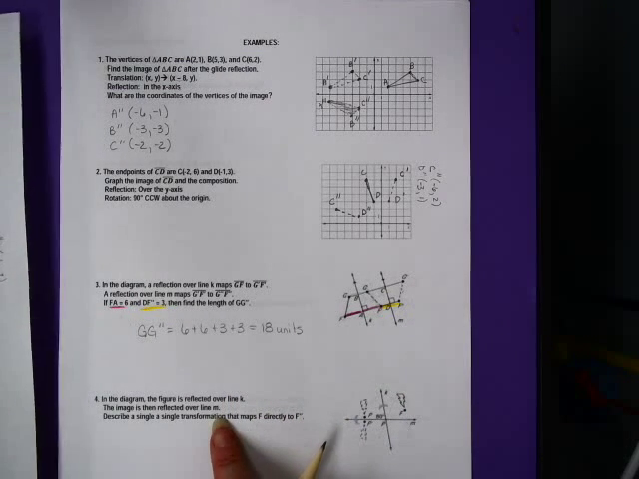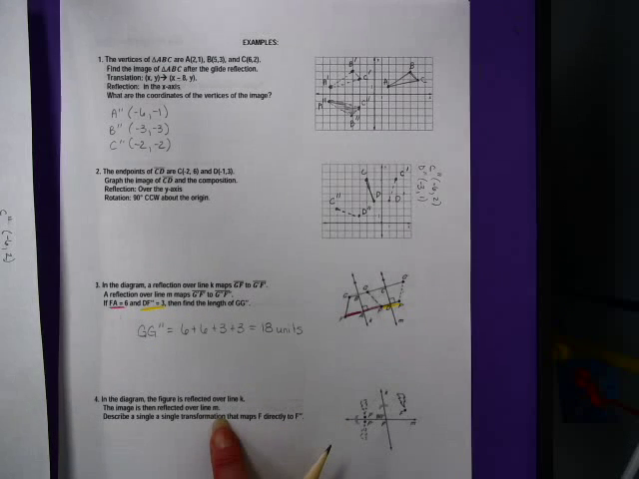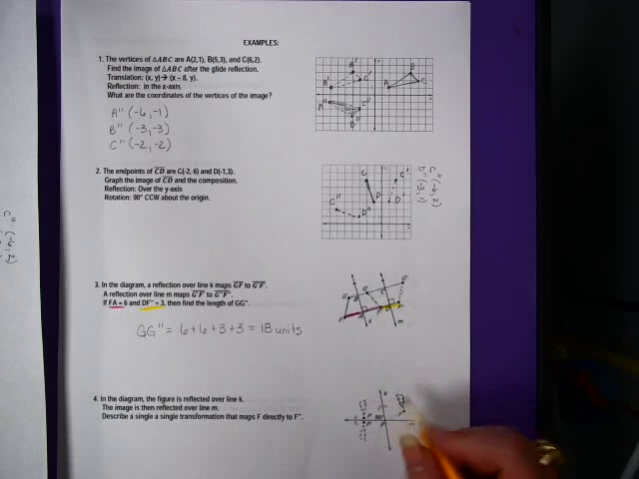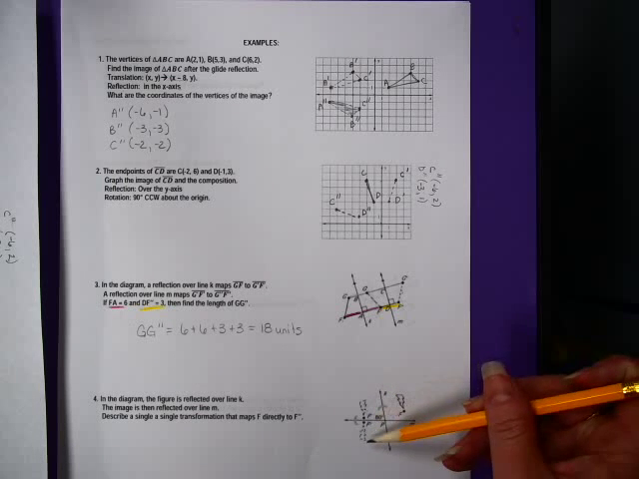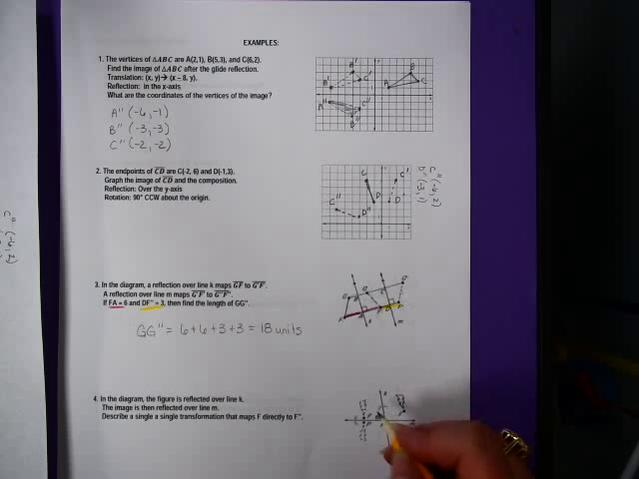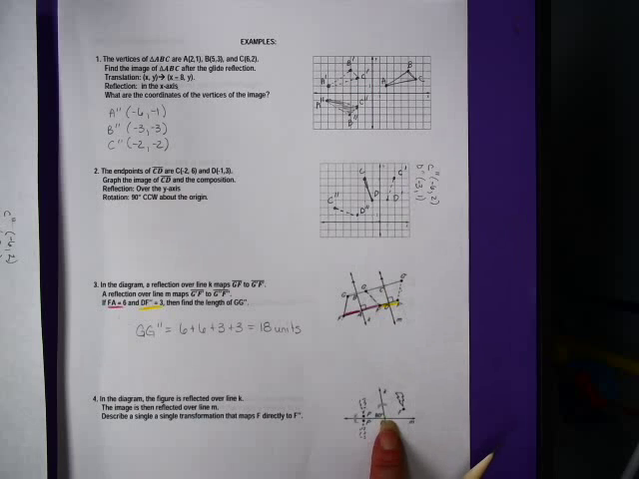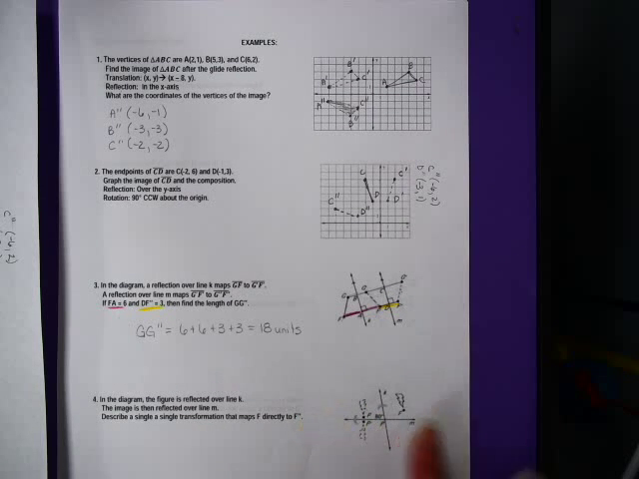Okay, next we have in the diagram, the figure is reflected over line K. So here's my original figure. It's going to be reflected over line K. And this here is going to be reflected over line M. Now, remember that these are intersecting, but this is not the origin. These are just two lines that are intersecting, and they tell you that from here to here, this angle is going to be 80 degrees.